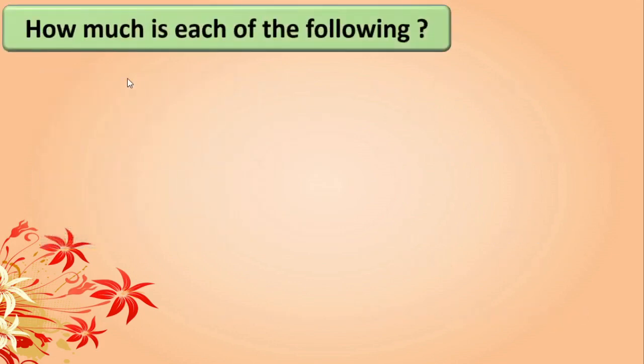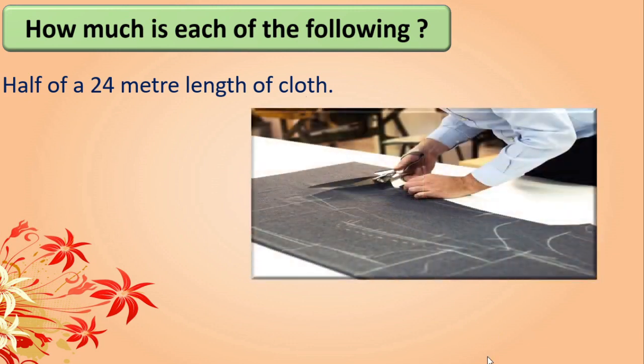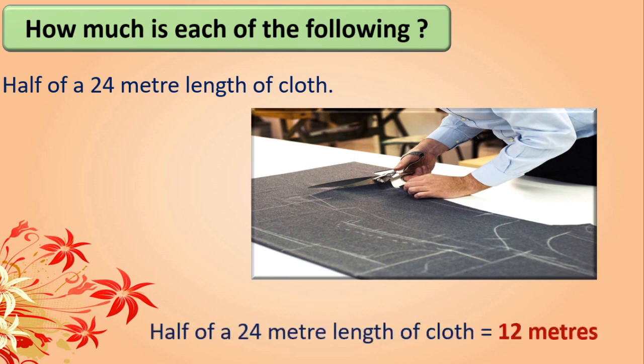Now here, how much is each of the following? See, half of a 24 meter length of a cloth. Yes, come on, tell me. We will write directly here. Half of 24 meter length of cloth. Yes, half of 24 how much? Correct, 12. Half of 24 meter length of cloth is equal to 12 meter. 12 2s are 24, isn't it?